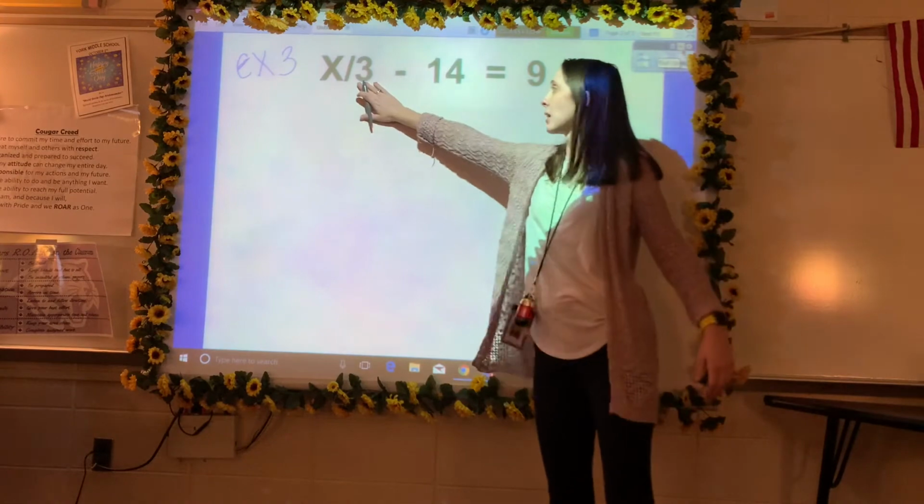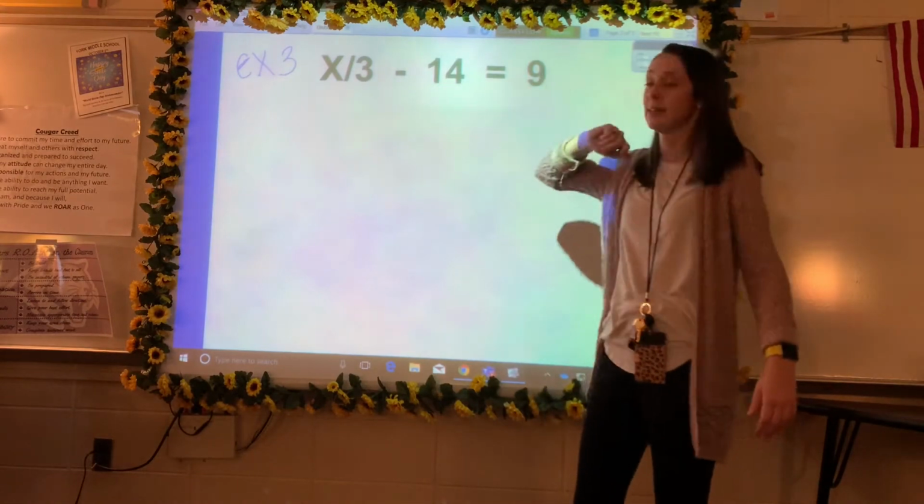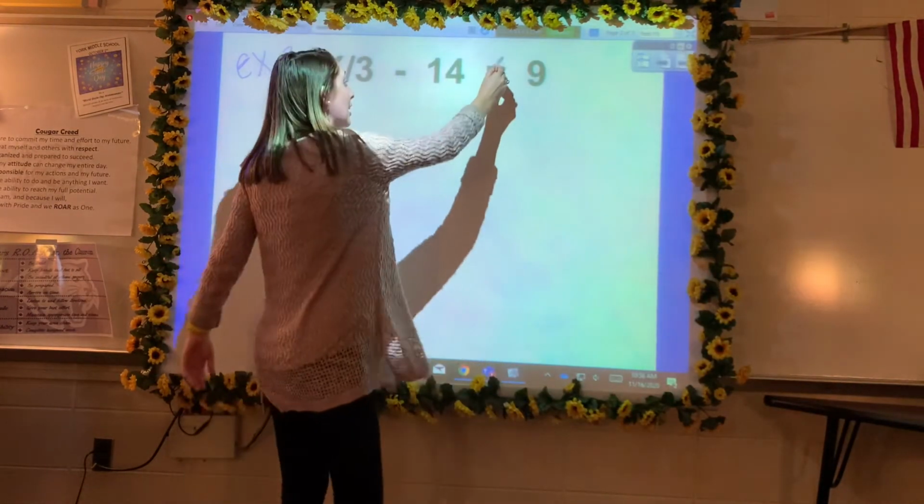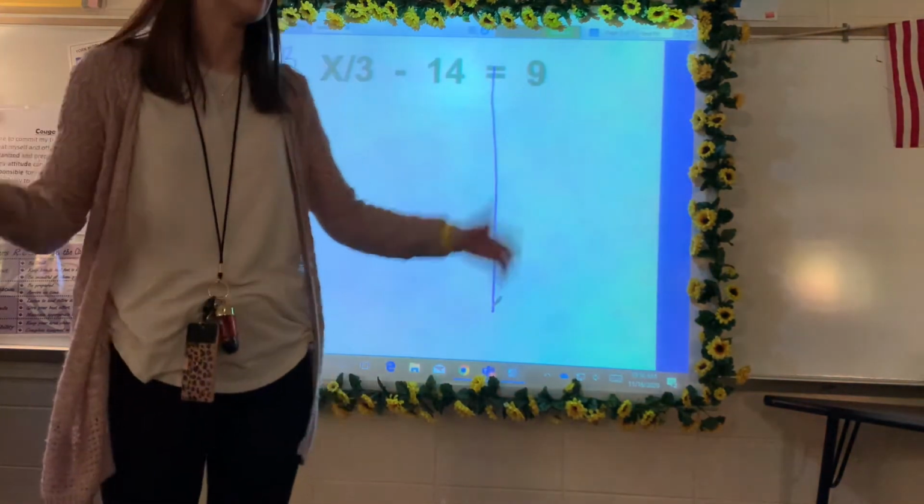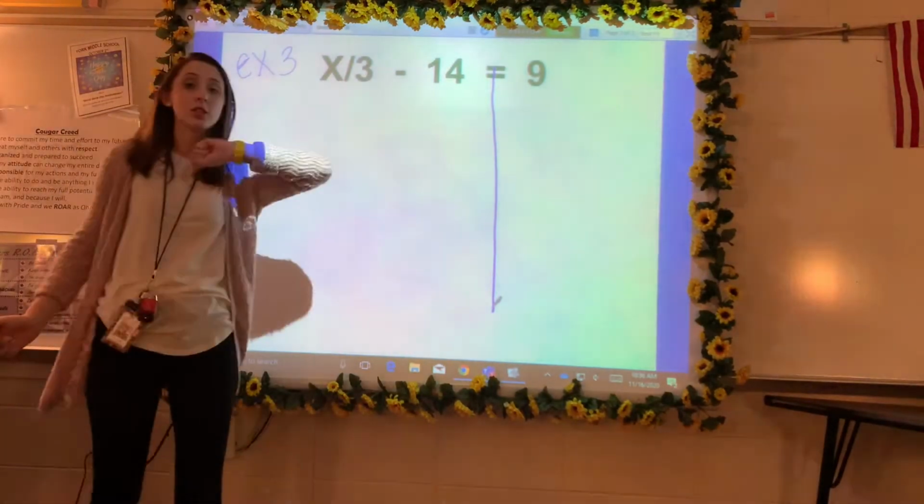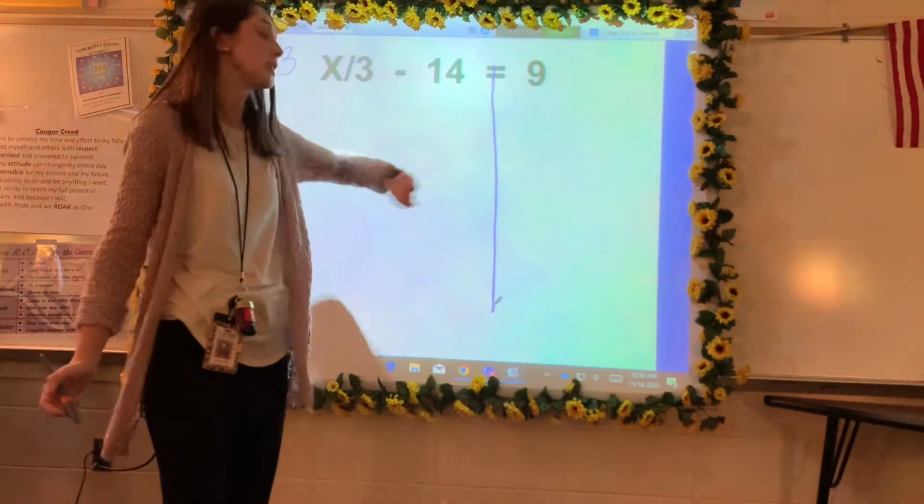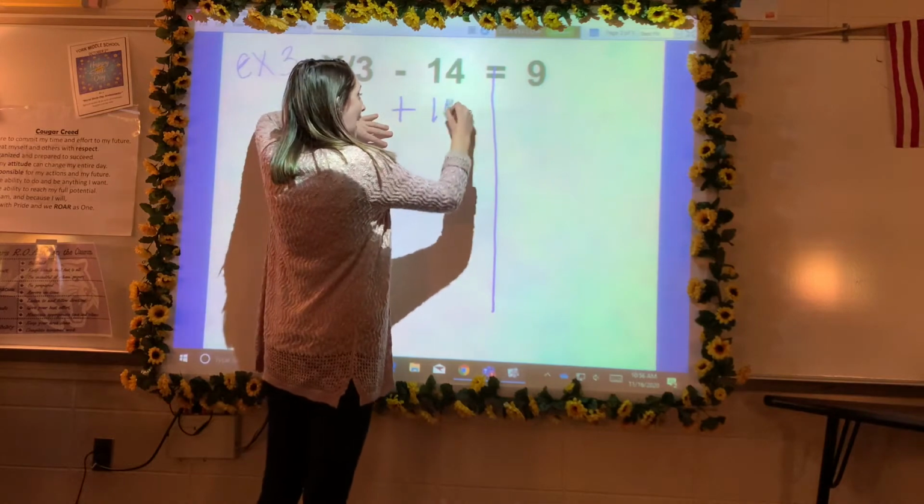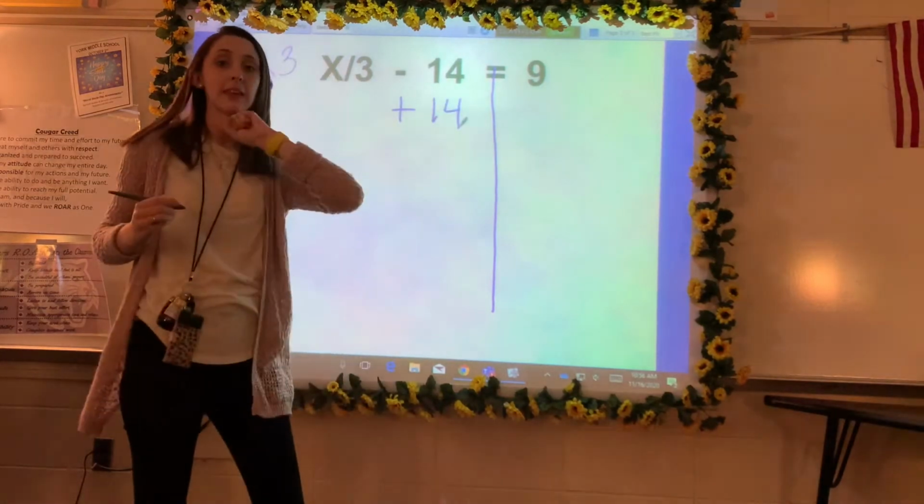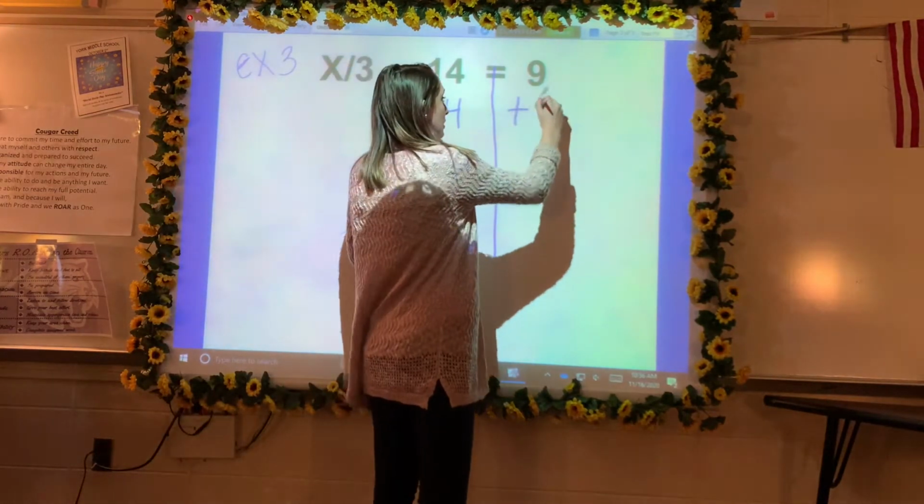This is x divided by 3 minus 14 equals 9. So again, first thing we're going to do, we're going to draw that line. Remember, that separates our left from our right. We want our equation to be equal, be balanced. Alright, we undo addition or subtraction first. In this case, we are subtracting a 14, so the inverse would be to add 14. If we do it to my left, I have to do it to my right.